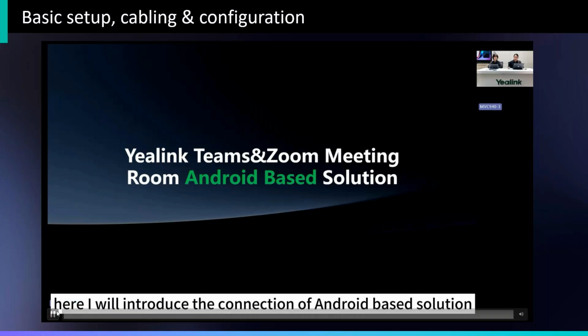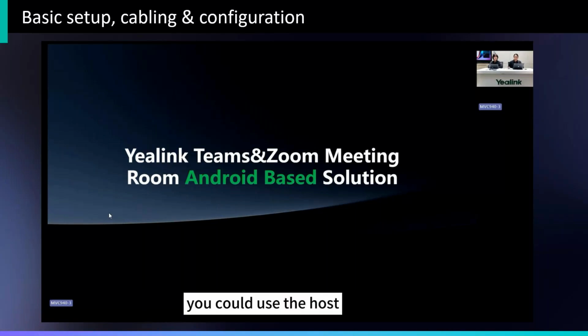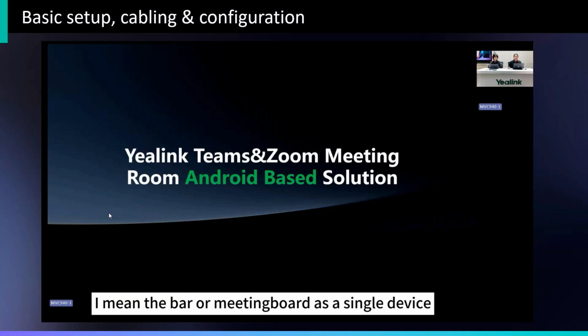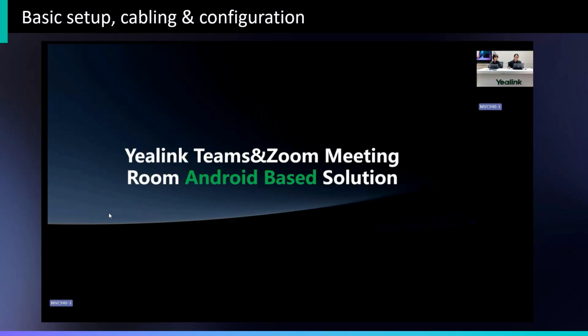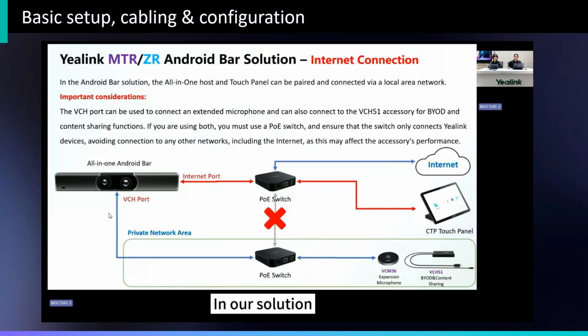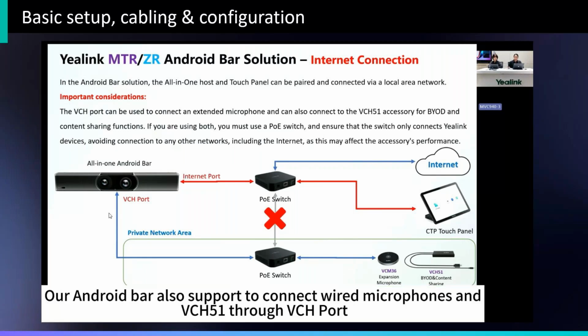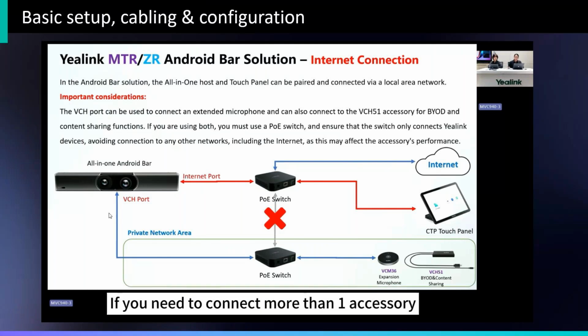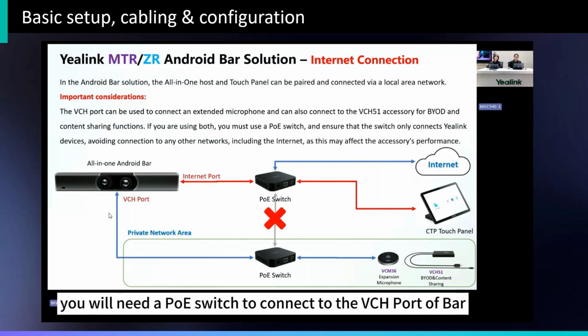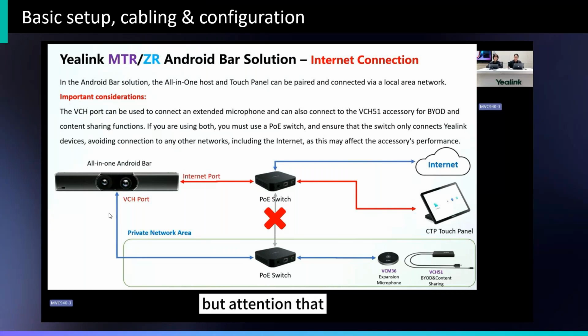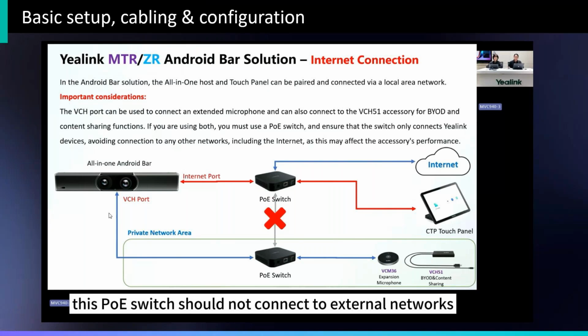Here I will introduce the connection of Android-based solution. For Android device, you could use the host, the bar or meeting board as a single device, or you could pair a touch panel with it to control. In our solution, Android bar and the touch panel can be paired via a network. Our Android bar also supports connecting wired microphones and VCH51 through the VCH port. If you need to connect more than one accessory, you will need a PoE switch to connect to the VCH port of the bar. But attention that this PoE switch should not connect to external networks.